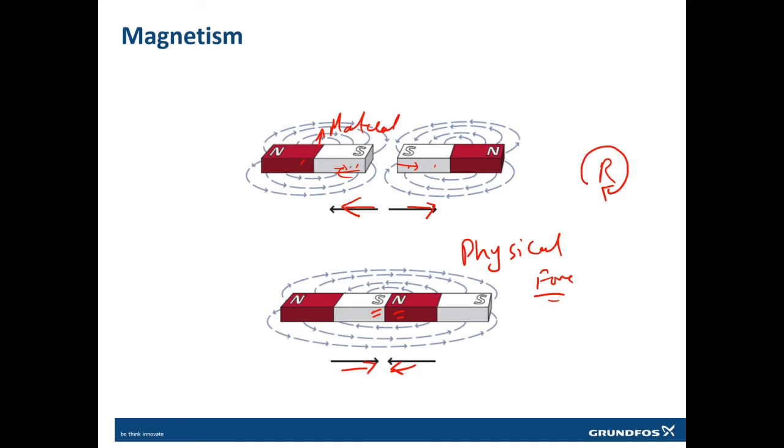So what a magnet is doing is giving us a unilateral force in one direction, horizontal or vertical, depending on how the magnets are placed, either pushing or pulling each other.